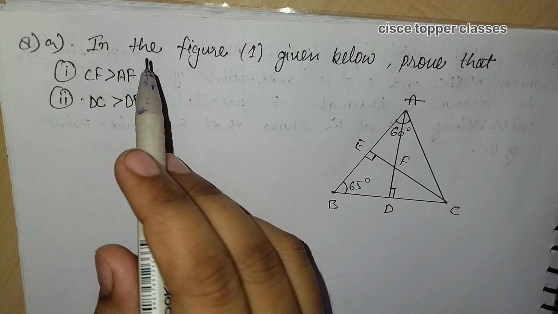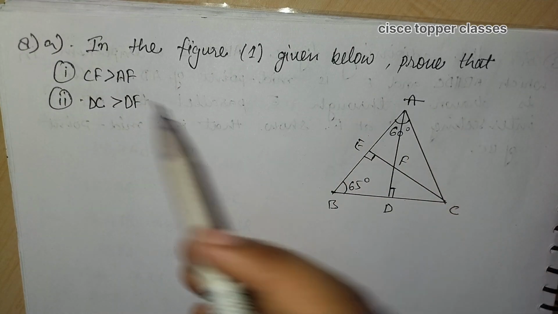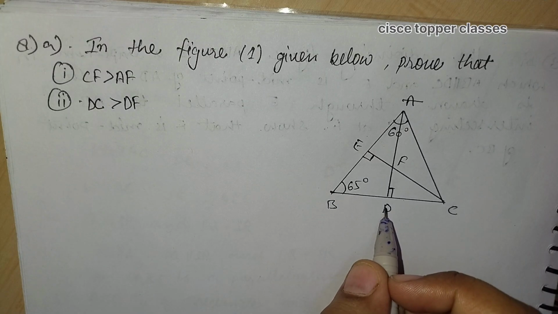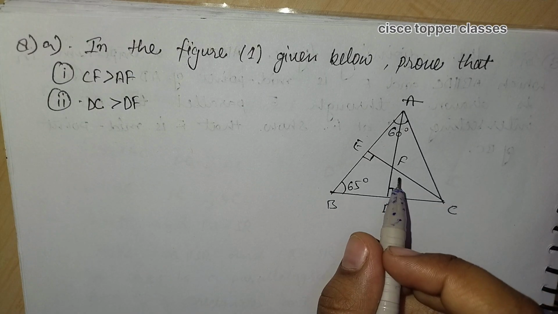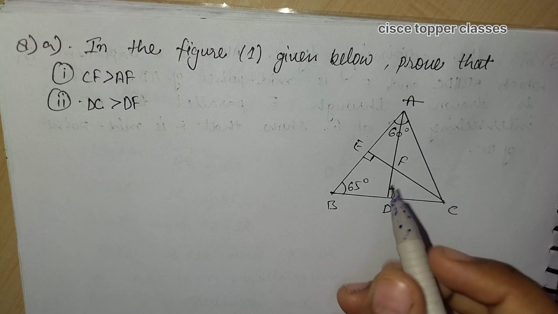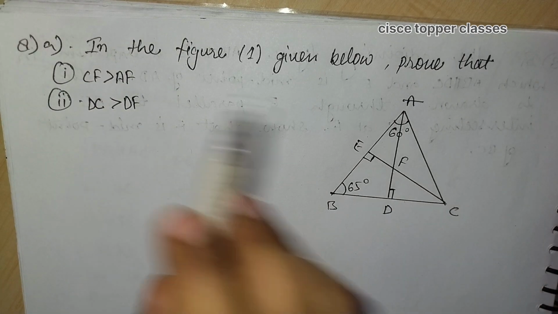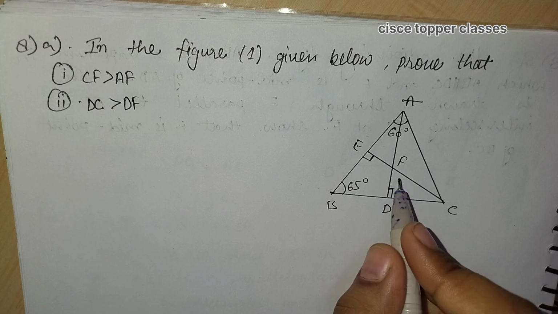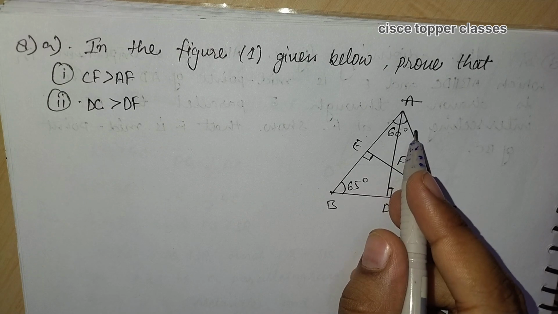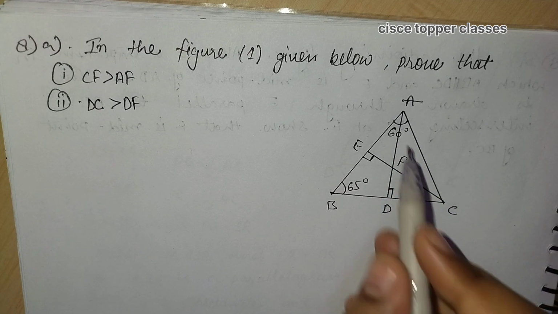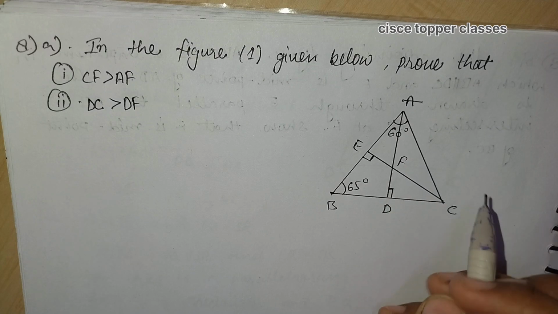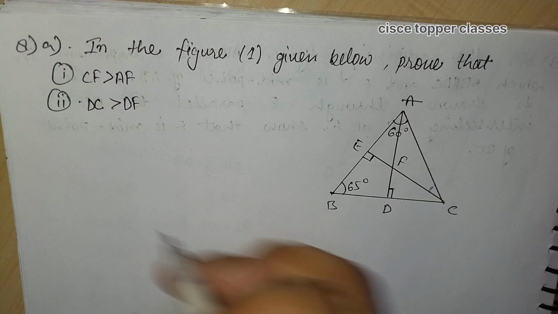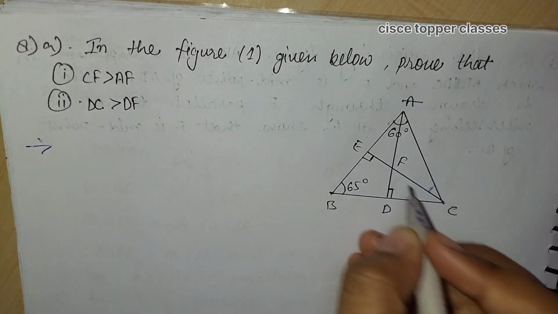Let us solve the first part here. In the figure here, we have to prove that CF is greater than AF and DC is greater than DF. So firstly, to prove that CF is greater than AF, we have to see that the opposite side should be greater than the side AF opposite to that. So simply we will find this angle here to see.